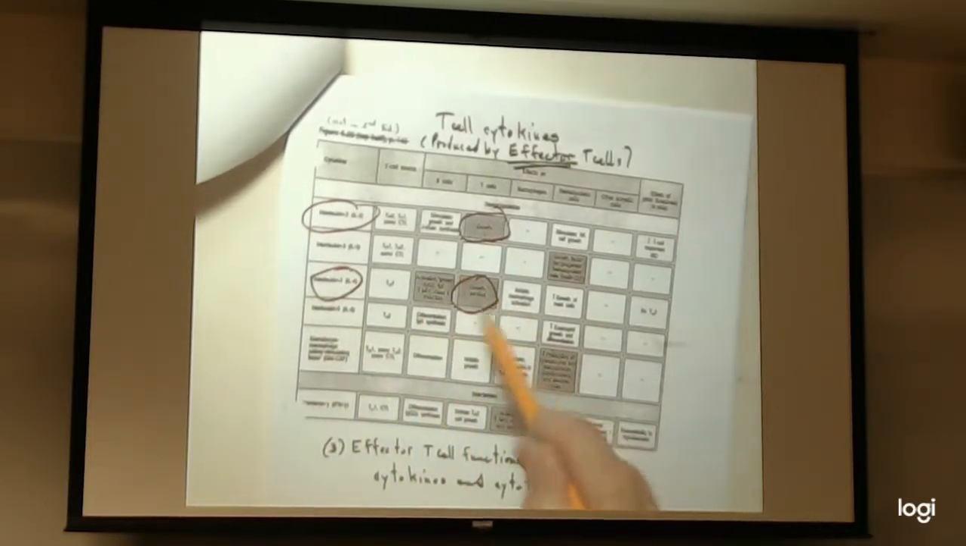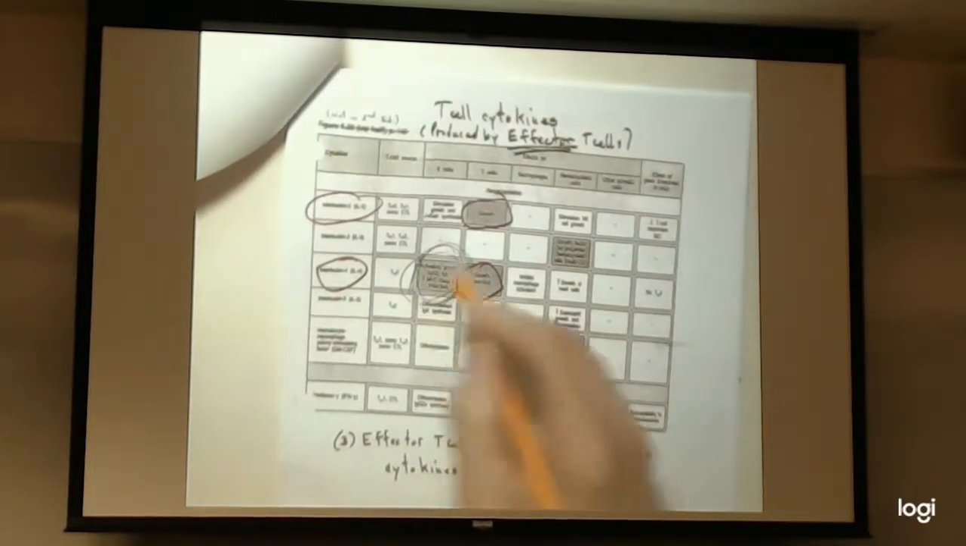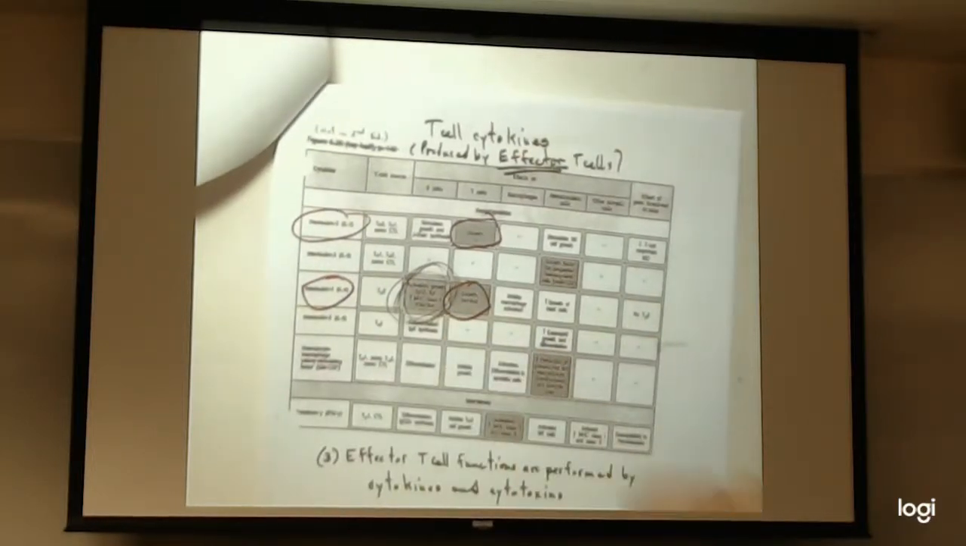Yeah. I don't know why I circled that. I should have circled this one right here. Growth of B cells.